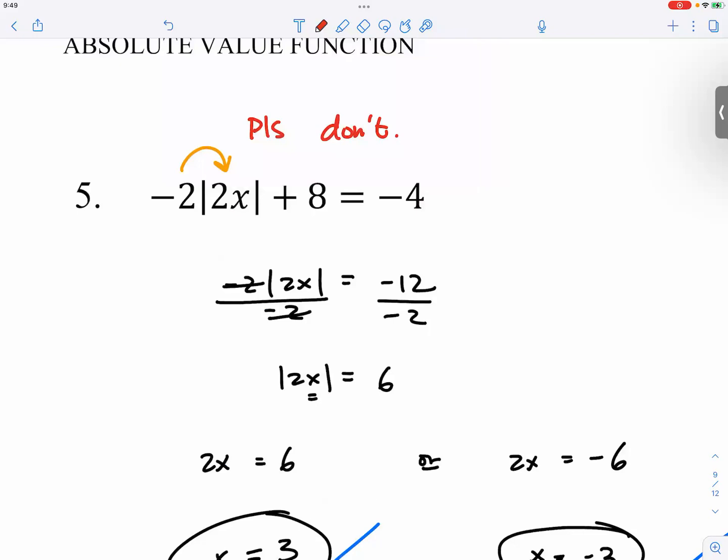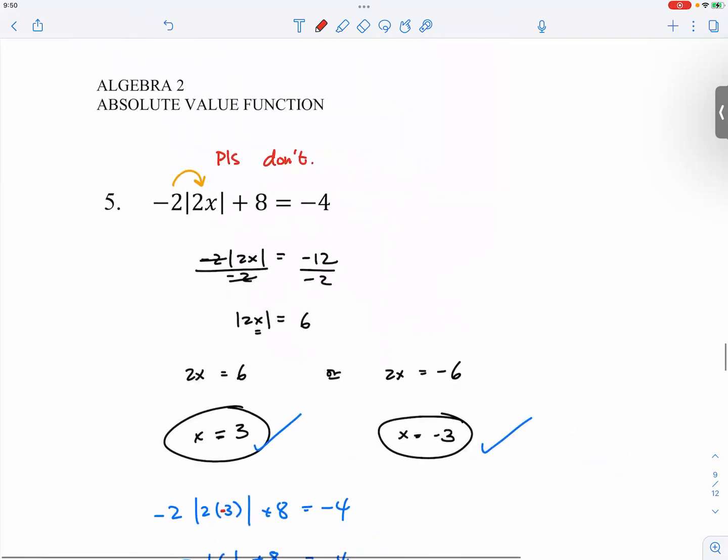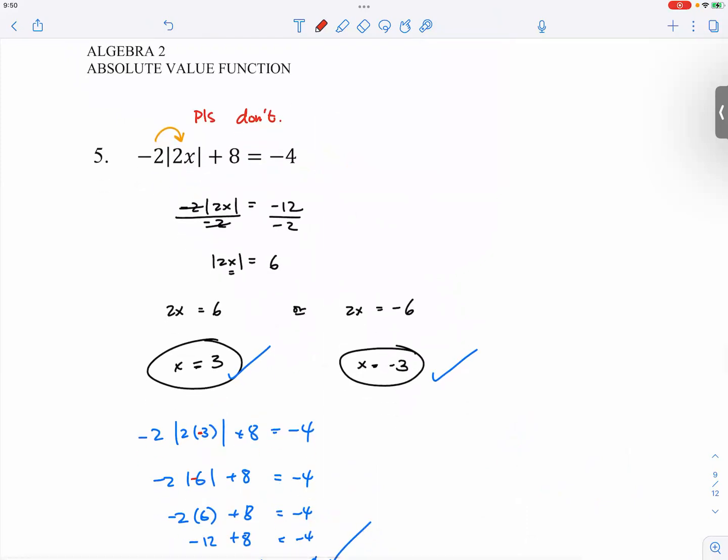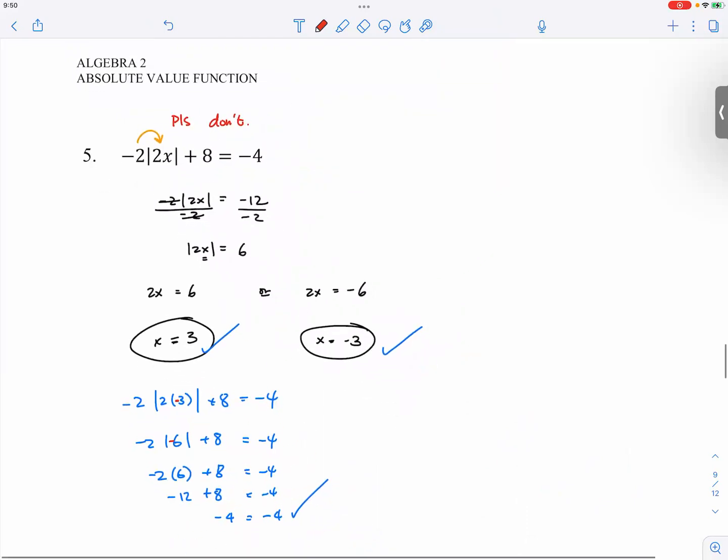Absolute value of x is not the same thing as parentheses x. Absolute value symbols are not parentheses. So you do not put anything into the absolute value symbol. So please don't. Do not do that. Do not do that at all. Okay.